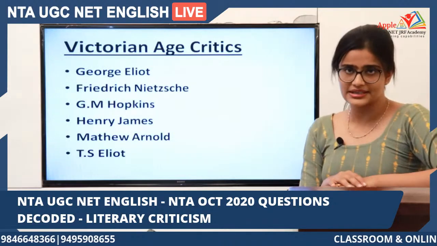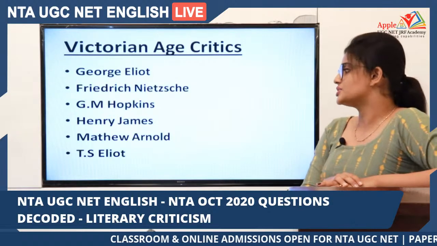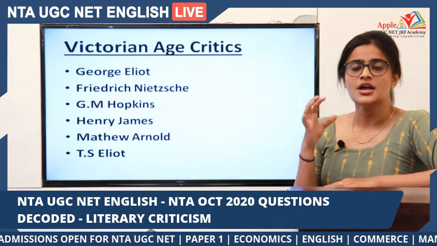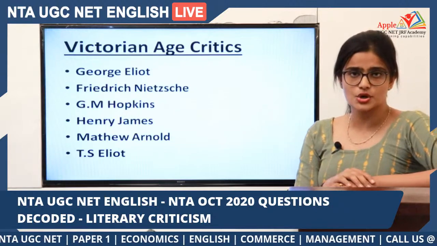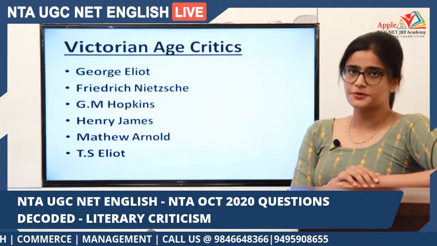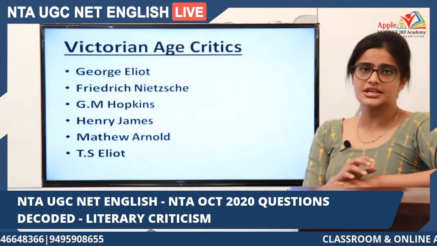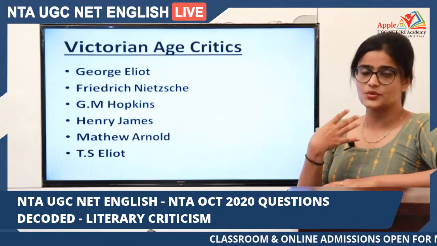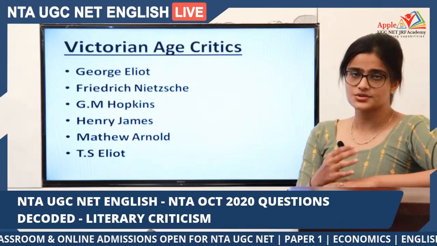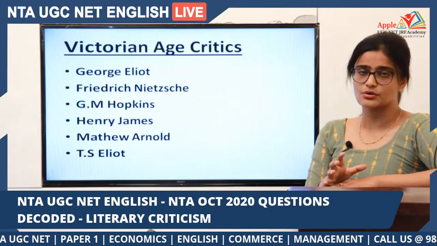Then we have the Victorian age critics, where we have George Eliot, Friedrich Nietzsche, G.M. Hopkins, Henry James, Matthew Arnold, and T.S. Eliot. So these are some of the other critics that you have to remember who belong to the Victorian age. George Eliot is known for her work Adam Bede, and for that work she had written a preface in which she introduces the aesthetic theory, and therefore that work is very important. Nietzsche is very important because of his concepts and the way in which he influenced the upcoming writers, especially the modern and postmodern writers who believe in existentialism and other modernistic qualities. So Friedrich Nietzsche and his concepts are also very important.